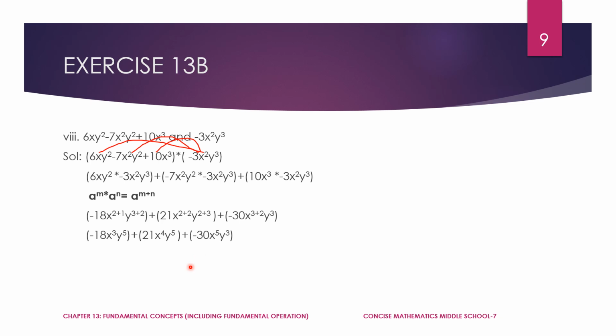And the last and final step is removal of braces. So minus 18x cubed y to the power of 5 plus 21x to the power of 4 y to the power of 5 plus into minus, minus 30 x to the power of 5 y to the power of 3 is the answer.